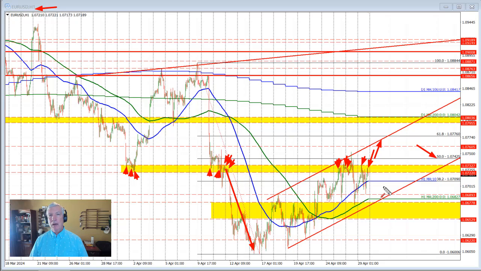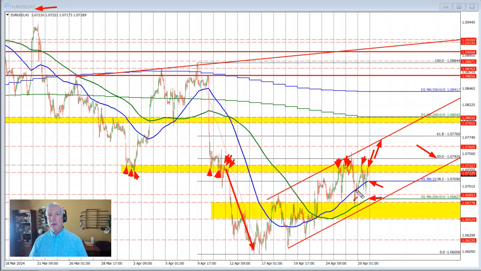On the downside, what gives this pair a little bit more support is that we are above both these two moving averages. This blue line represents the 100-hour moving average. This green line represents the 200-hour moving average. And you can see the 100 crossed over the 200 right here, tilting the bias more to the upside, leading to this upward channel move.